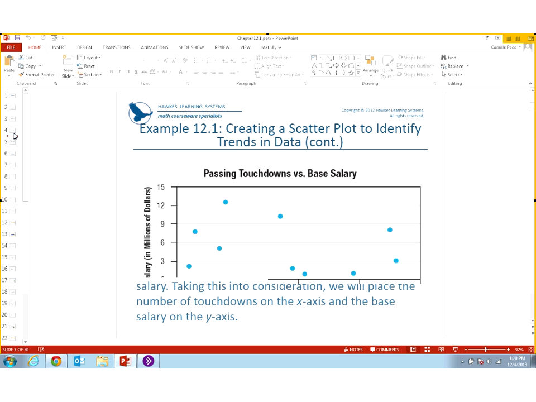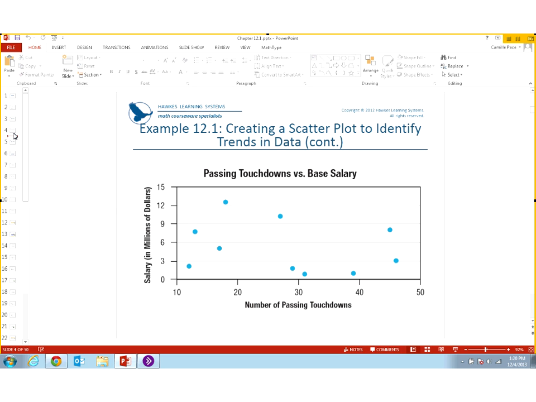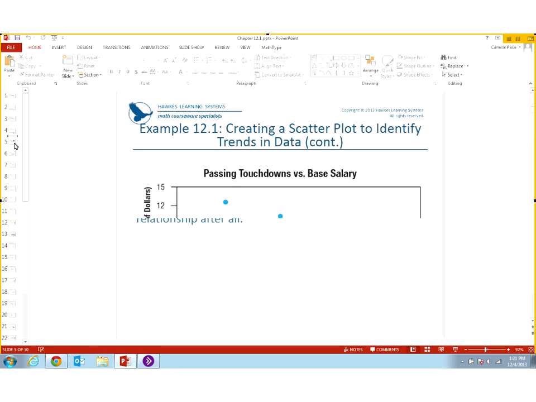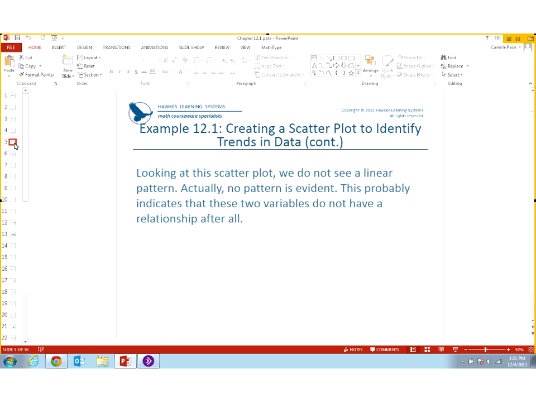So here we go, this is what it looks like. We see number of passing touchdowns on our X-axis. Salary in millions of dollars is on our Y. And again, these are number lines. This is quantitative data because we can't do a linear regression with qualitative data. Looking at this graph, I don't see a lot going on. It's kind of scattered. Because we don't see a linear pattern, this probably indicates that there's not a relationship.